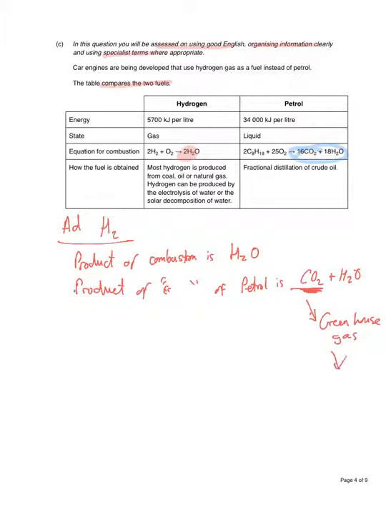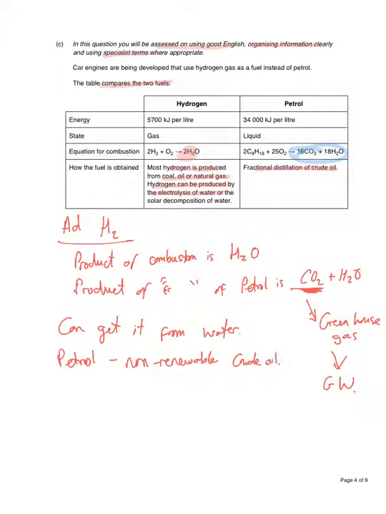And the problem with that is it contributes towards global warming. One of the next pieces of evidence we can use is hydrogen is produced from coal, natural gas or oil, but it can also be produced by electrolysis of water. Okay? However, we get petrol from the fractional distillation of crude oil. So an advantage of hydrogen is we can get it from water by electrolysis, whereas petrol is non-renewable because it comes from crude oil.